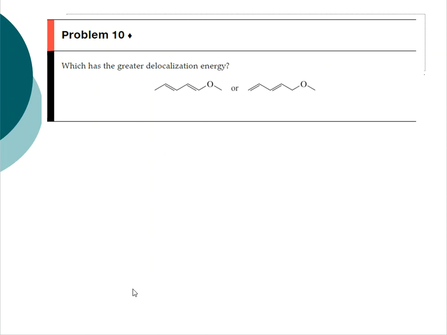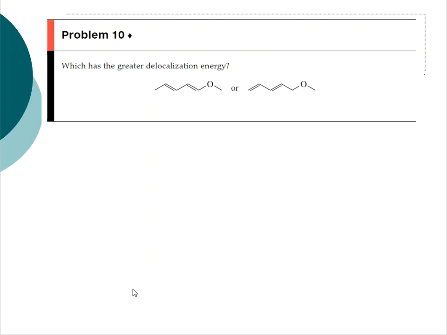Now they give me problem 10. And problem 10 says, which has the greater delocalization energy? And it looks nothing like the previous example problems because there's not charges written on the molecule. But they still want me to look at these two and figure out which one would delocalize more. More willing to delocalize? How?